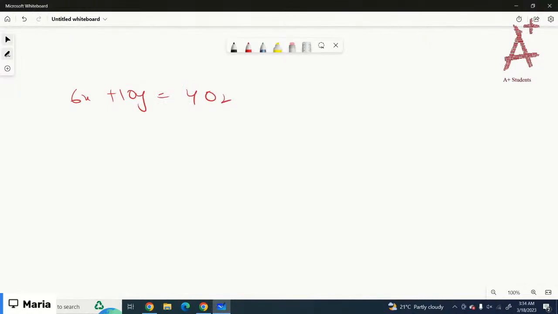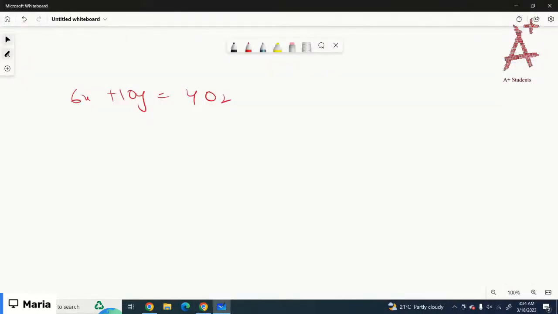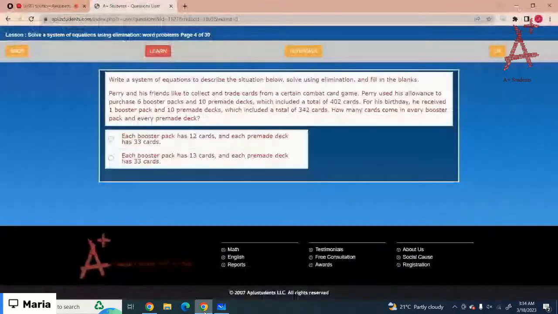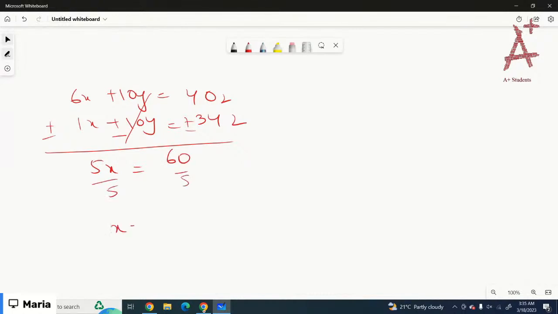And the second equation is 1x plus 10y equals 342. So let's just subtract the equations to cancel out 10y. So it would be 6 minus 1 is 5x equals 402 minus 342, which is 60. So divide both sides by 5. So x equals 12.